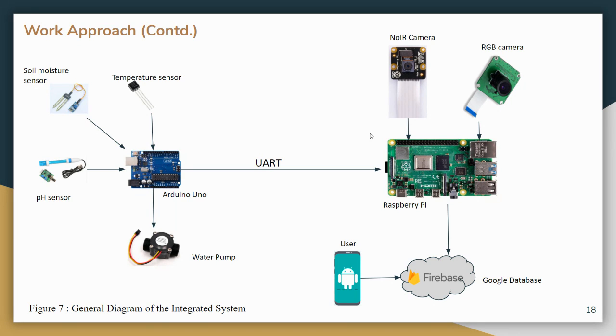After processing all these systems, the Raspberry Pi acts as the gateway to provide this information to a cloud database, which in this case is the Google Firebase. Now, from the Google Firebase, the information can be accessed through the user mobile applications that we have designed.